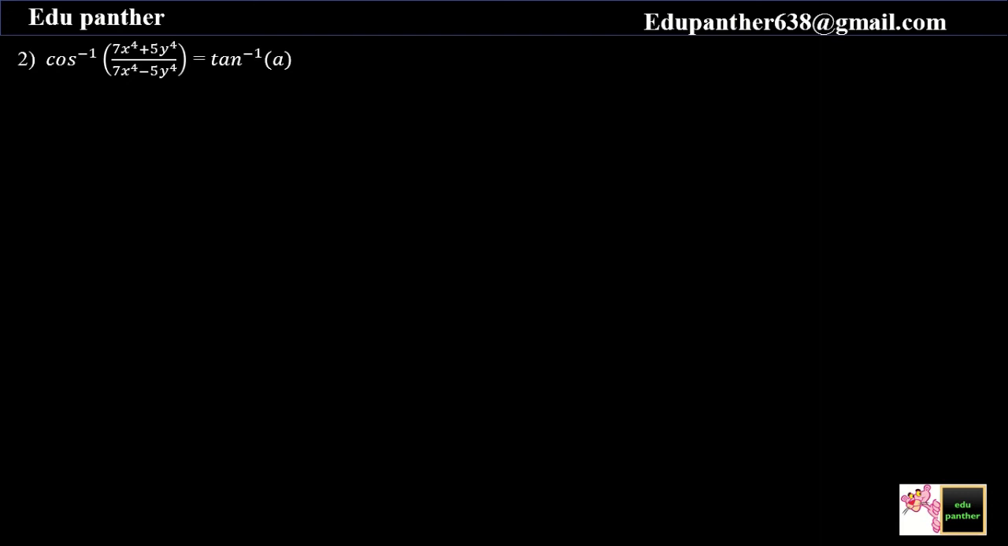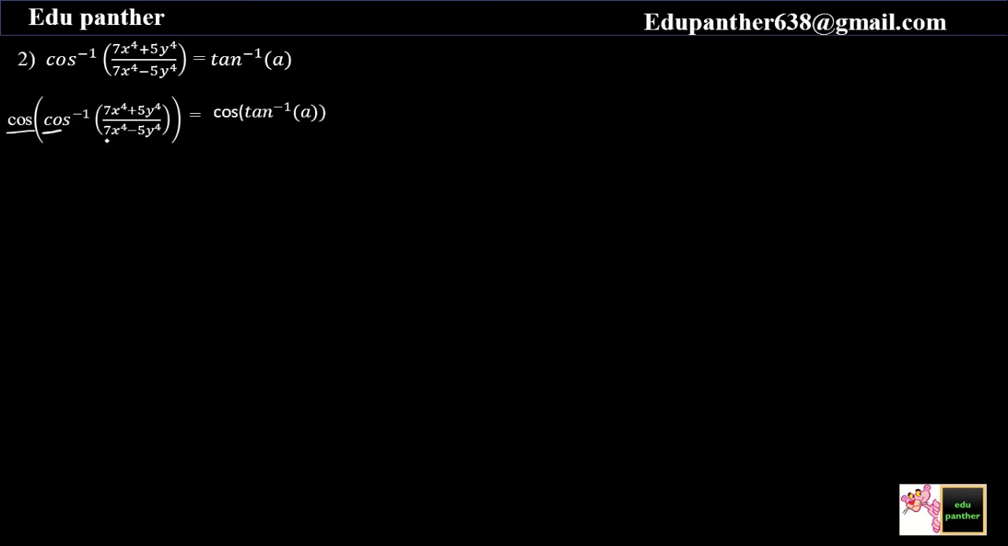So what will be use of that? If we take cos on both sides, so that cos and cos inverse will get cancelled out because they are inverse functions of each other. So here our first step will be, we'll take cos on both sides. So it will be cos of that cos inverse of whole term is equals to cos of tan inverse of a. So now we can notice here this is cos and here we have inverse of that function. So it will get cancelled out.